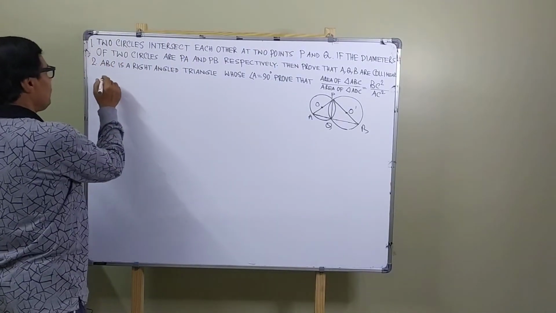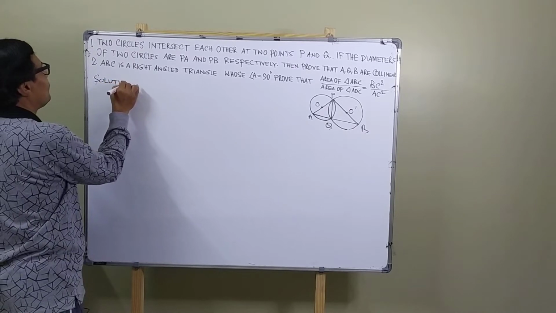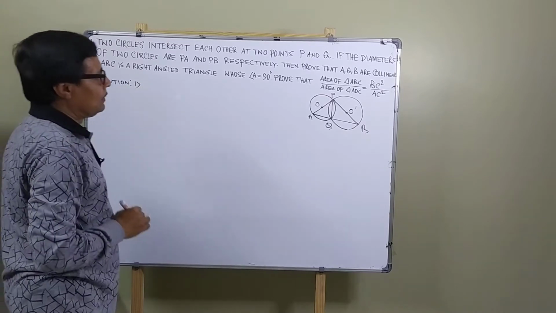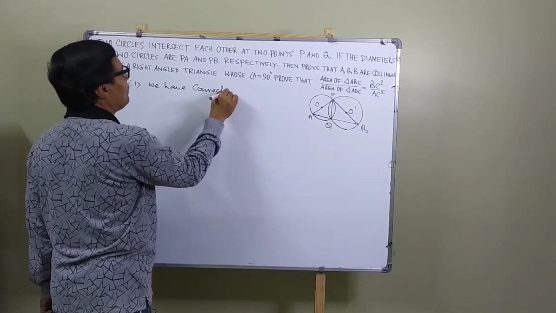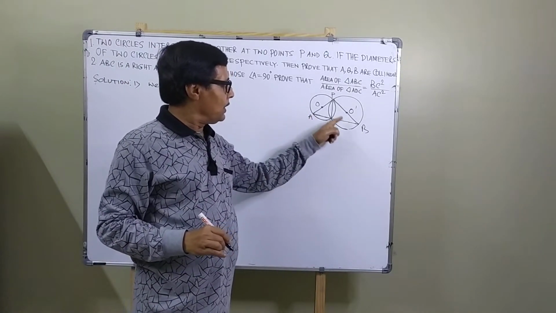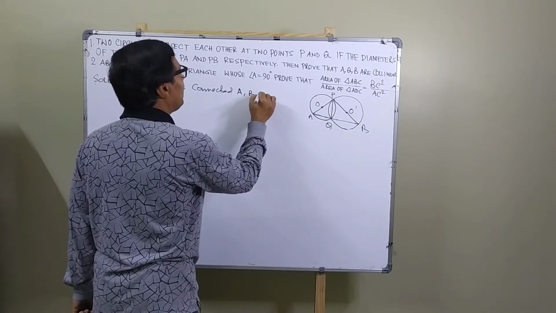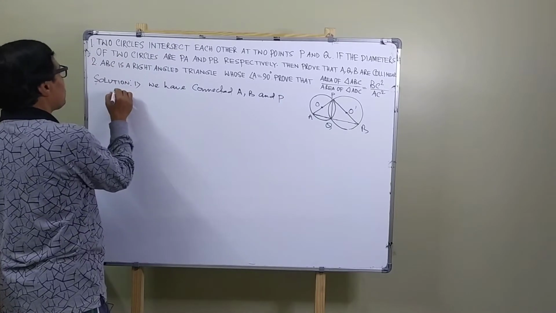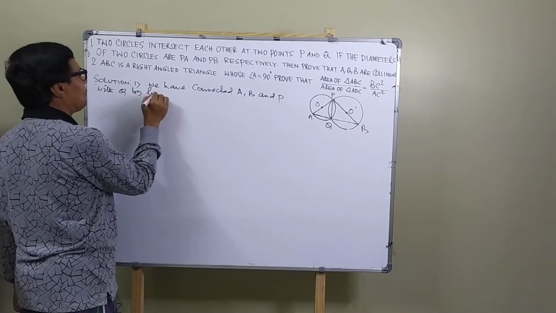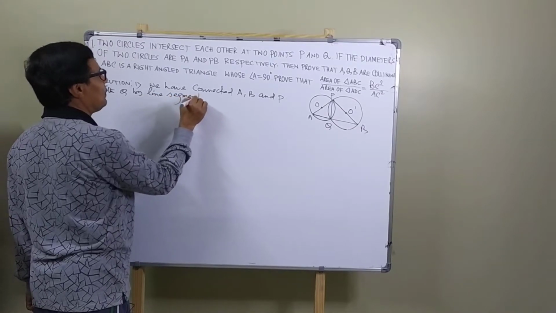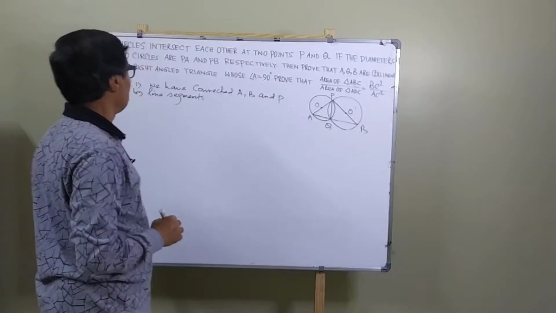Here we have drawn, we have connected A, B and P with Q by line segments. By three line segments, that is PQ, AQ and BQ. These are connected in this way.